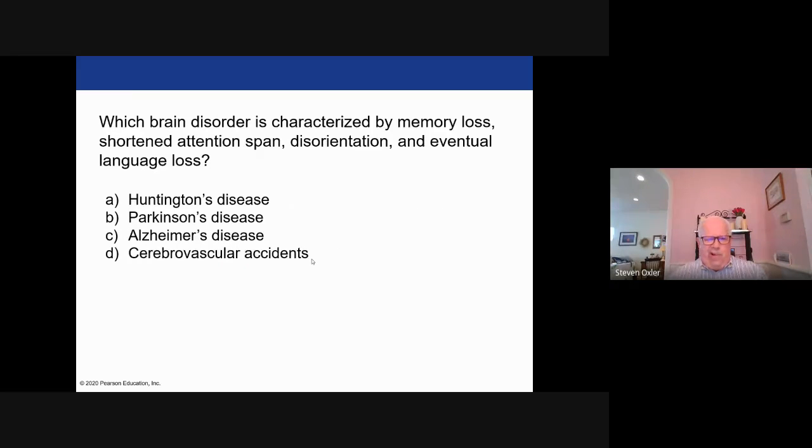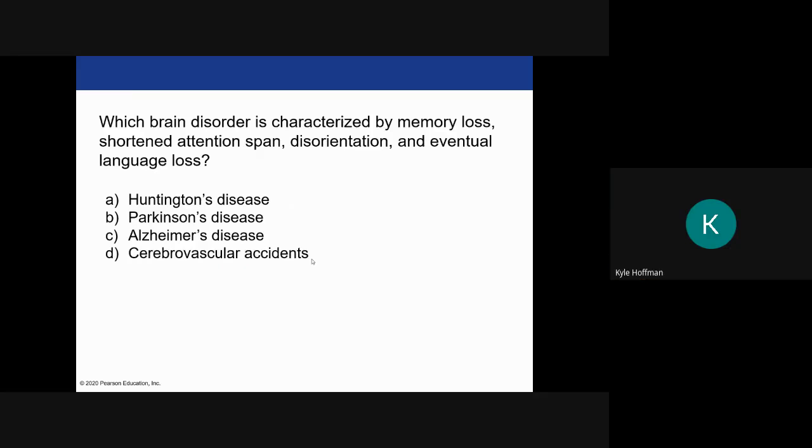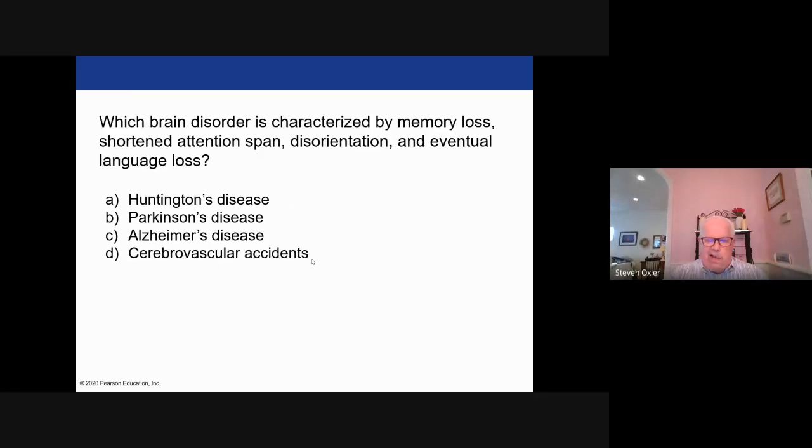We didn't talk much about this disease, but you should probably know the answer to this question. Which brain disorder is characterized by memory loss, shortened attention span, disorientation, and eventually inability to speak? Alzheimer's. Correct. You are correct. All right.